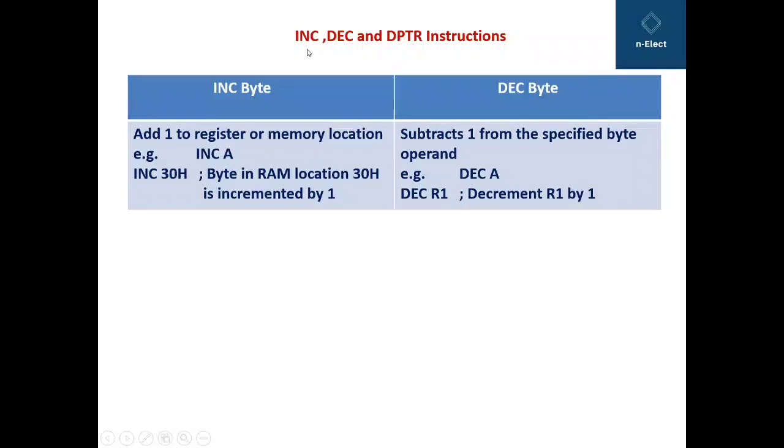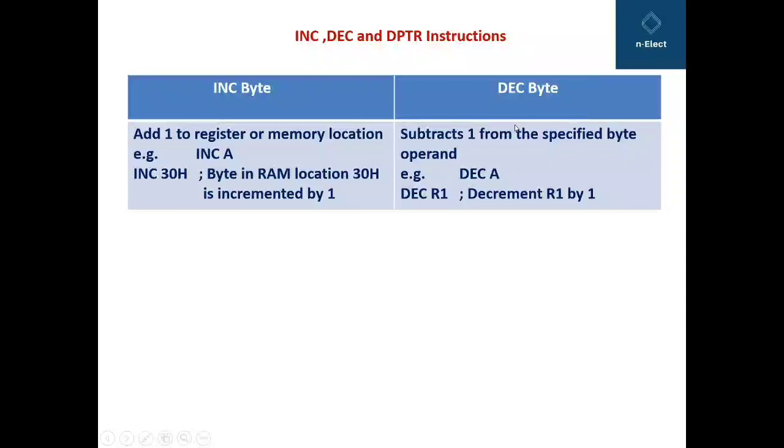Then moving on to increment, decrement, and DPTR instructions. INC byte and DEC byte are the syntaxes for the increment and decrement instructions. We will see INC byte first. It adds 1 to a register or memory location. For example, INC A means increment the contents of A by 1. Another example is INC 30H. Since 30H is not preceded by a hash sign, it is a memory location. So the contents of the memory location whose address is 30H will be incremented by 1. This is actually a RAM location.